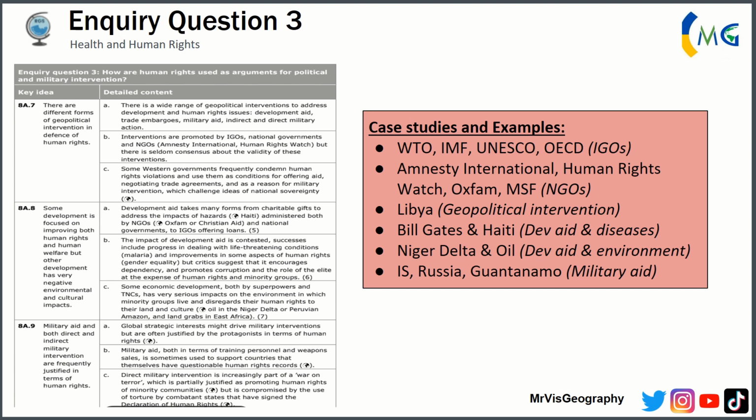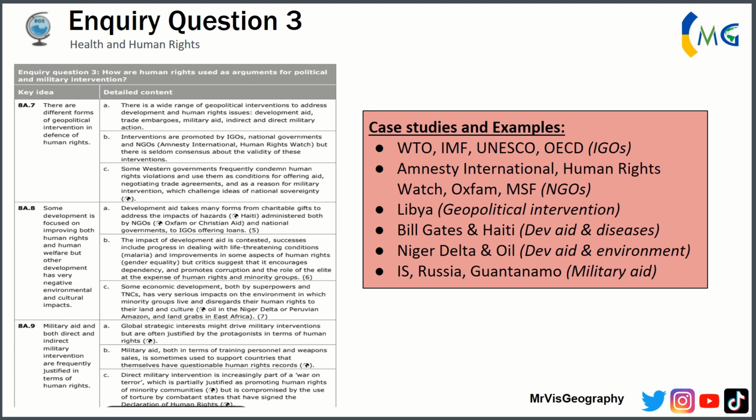We look at as NGOs, non-government organizations, Amnesty International, Human Rights Watch, Oxfam, and Médecins Sans Frontières, which are all charities that help to promote basically development and human rights around the world. In geopolitical intervention, we did a whole lesson on Libya and the fall of Colonel Gaddafi, what happened in the vacuum that followed, or how the UK and the US tried to intervene.